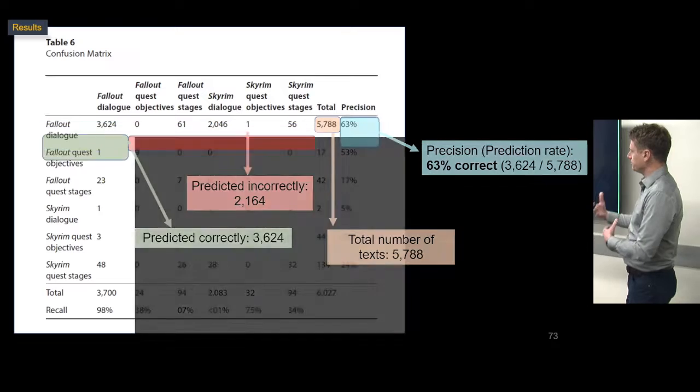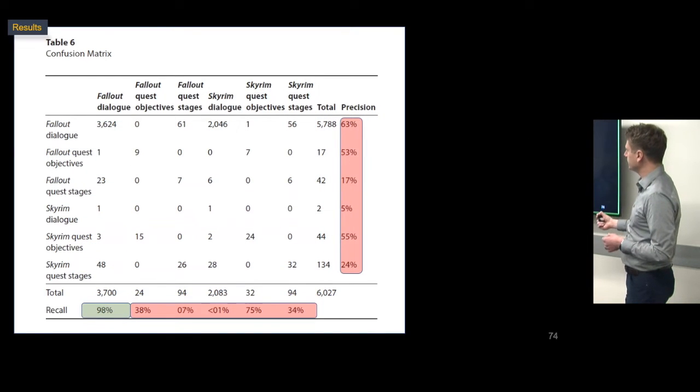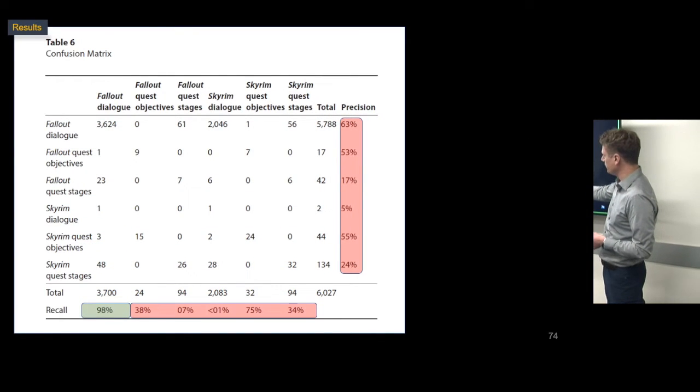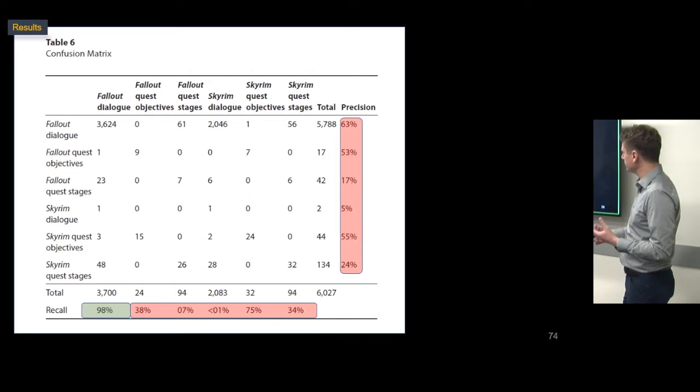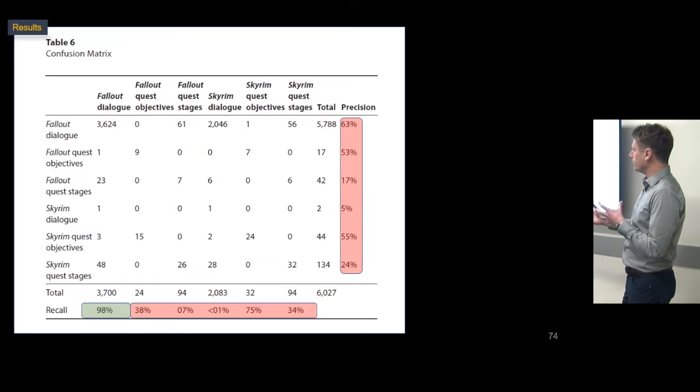So when the model has to predict both game and mechanic at the same time, we can see it doesn't do great, right? I mean, just 7% for Fallout quest stages. So not great when it has to do both of these things.